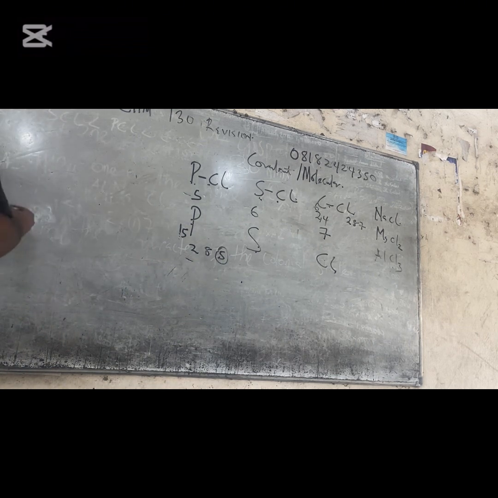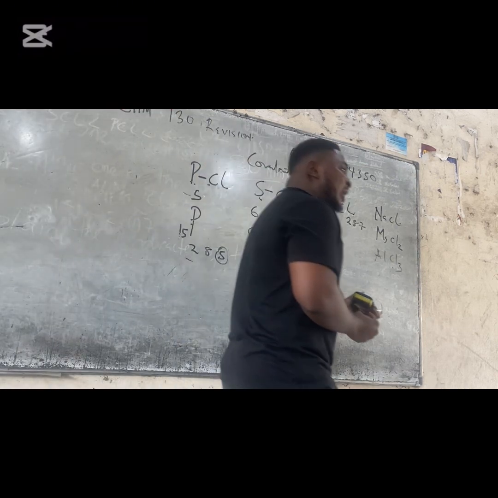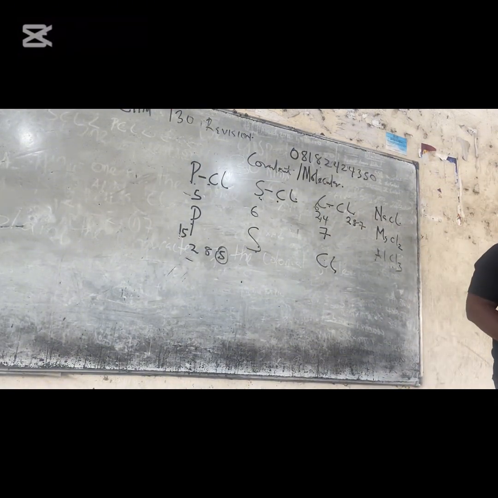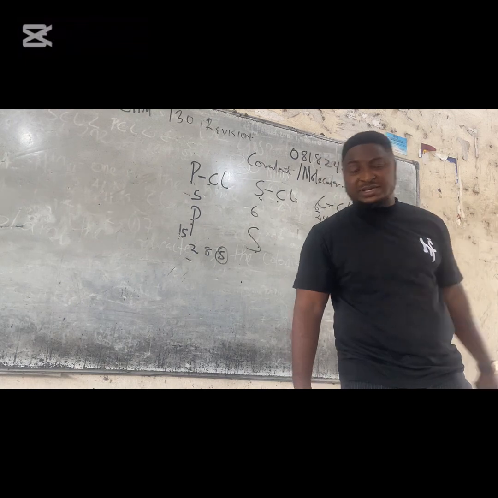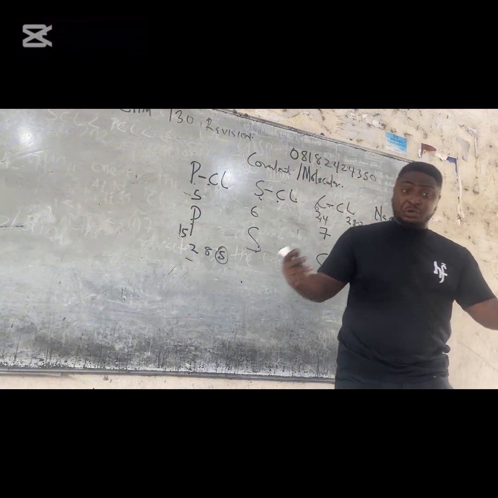Class, now let me structure. How to draw a Lewis structure. Step 1, determine the total number of valence electrons. Write down. Step 1, determine the total number of valence electrons. If you are my student and you have the notes already, you don't need to be writing it down, except you have thrown away your notes.